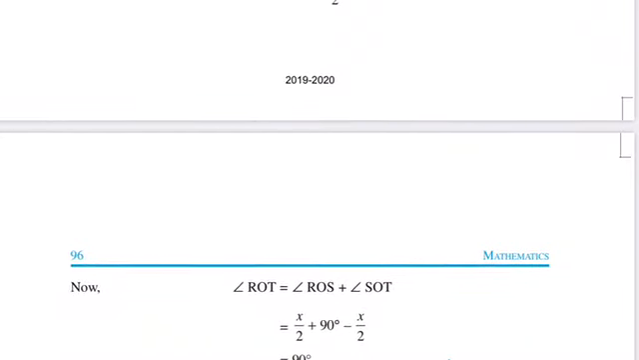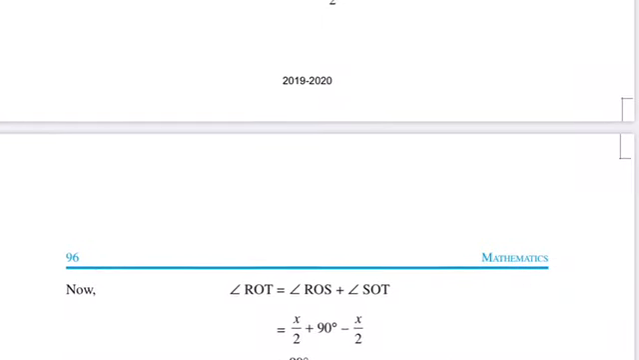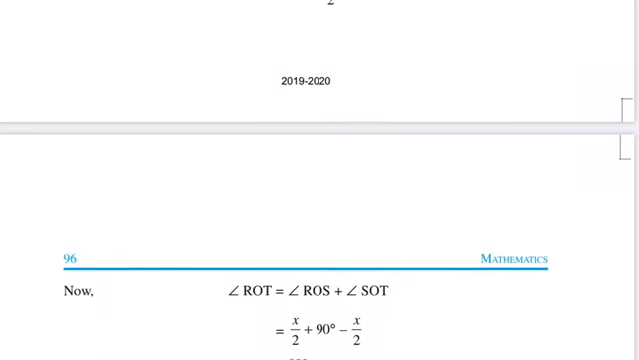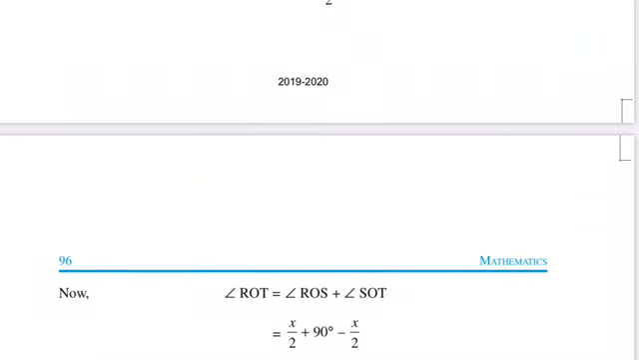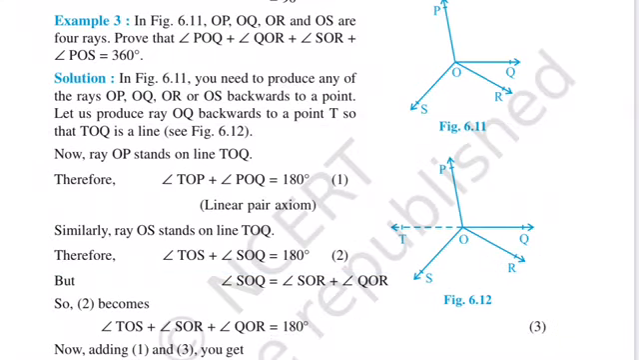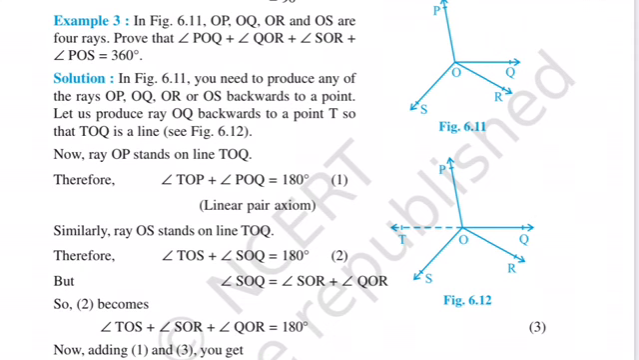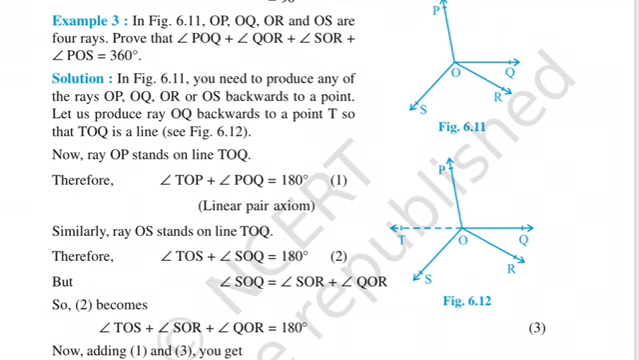After this example number 2, we will discuss example number 3, because all three examples are very important. Even example number 2 and example number 3, these two are the most important examples. Now we are going to discuss example number 3. This is the last example of your first exercise. After this we will discuss exercise number 6.1. Okay. Now read this example carefully.